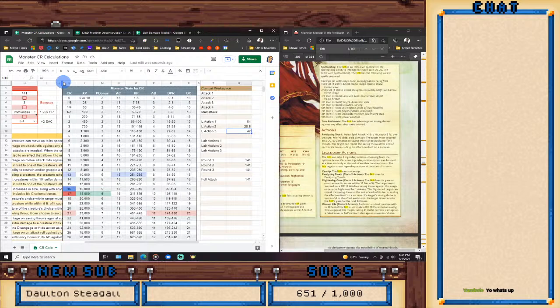Vanderi, how you doing, man? Just saw your notice now. Just going through the Lich, and hopefully gonna finish this up pretty soon because all these spells are taking a long time. Almost done with it. Just figuring out the lair actions and what's going on here.